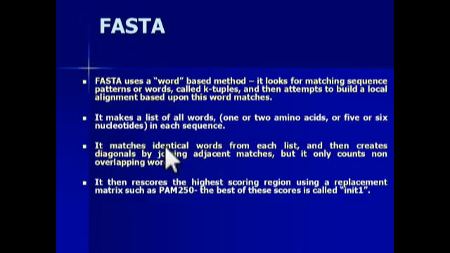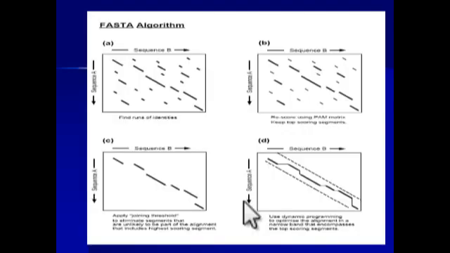Now after that, you can match the identical words for each list and then create a diagonal by joining the adjacent matches, but it will only count the non-overlapping words. It then scores the highest scoring region using the replacement matrix, which is known as init1, and for that you can utilize the PAM250. First of all, whatever the 10,000 sequences are matching with my sequence, I give the score of the PAM. So by using the PAM matrices, whatever the 10,000 sequences are matching would also be ranked. And whatever the first ranking sequences are, that is normally known as init1.